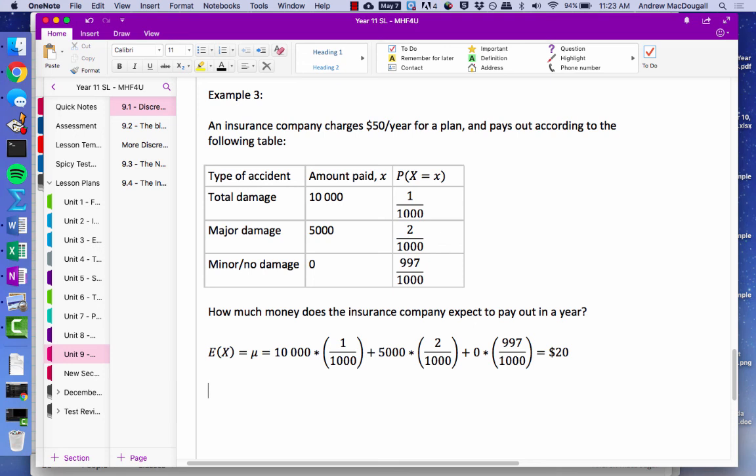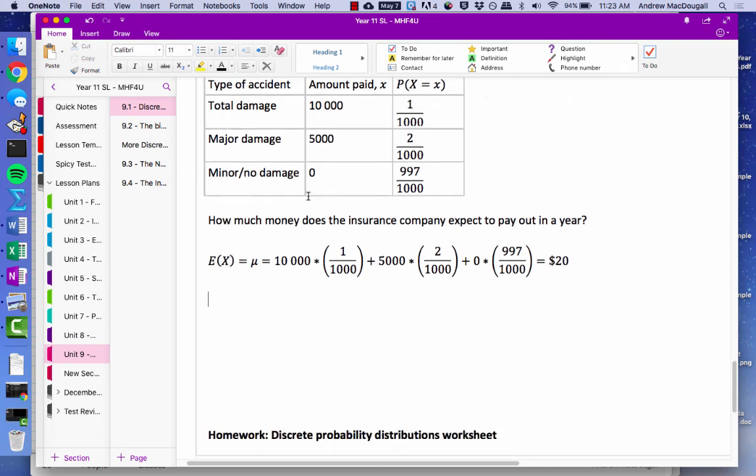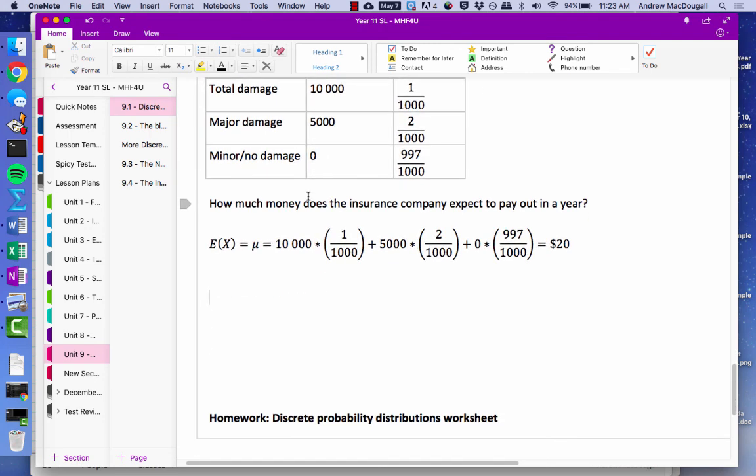So they expect to pay out 20 and they get 50 from you. So they make money, and it might not cost you too much to pay the 50 bucks, and it will really save you if you end up with total damage. So it's kind of a brief glimpse into how insurance companies can stay profitable. And that's everything you need to know for now about discrete probability distributions.